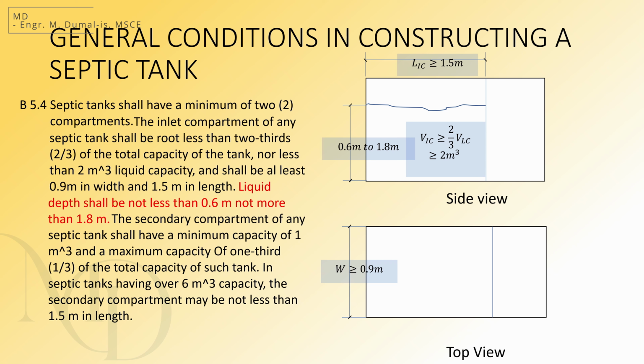Next, let us look at liquid depth. The liquid depth of the tank should never be less than 0.6 meters and should not exceed 1.8 meters. This range ensures proper settling of solids and prevents operational problems.